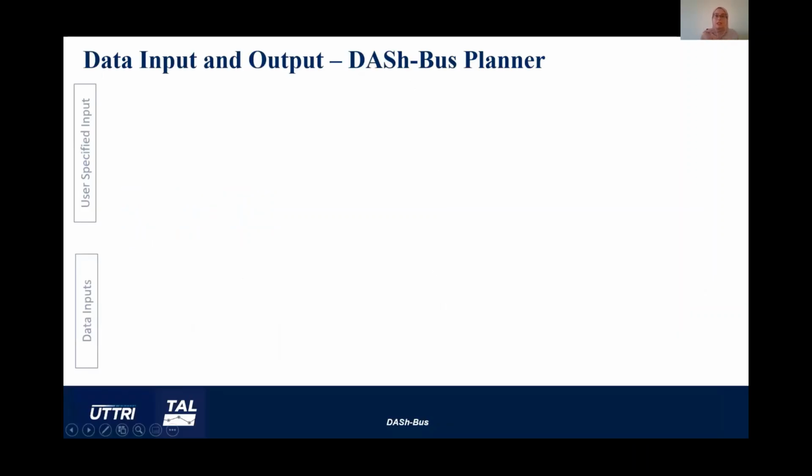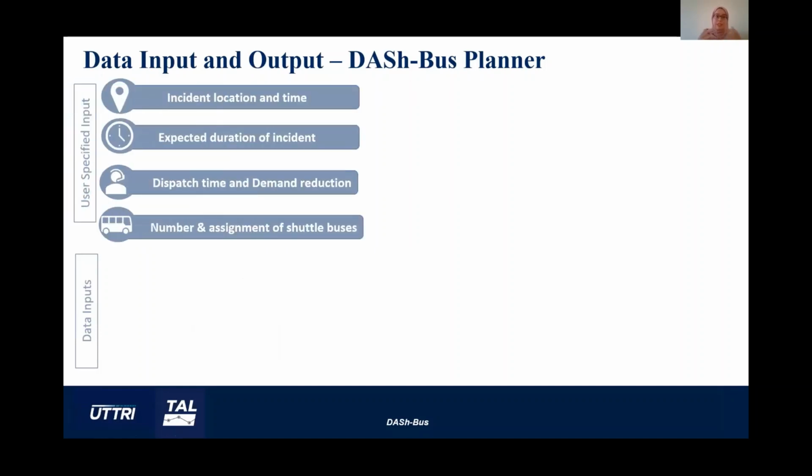This tool takes into consideration two different inputs. The first input is related to the incident itself, and it is a user-specified input, which means the transit agency would input the incident location, the expected duration of the incident, and so on. Most importantly, it includes their shuttle bus plan, which means how many buses they need to request for a certain incident, where these buses are coming from, which routes, and so on.